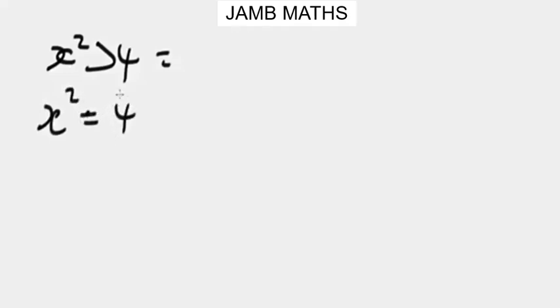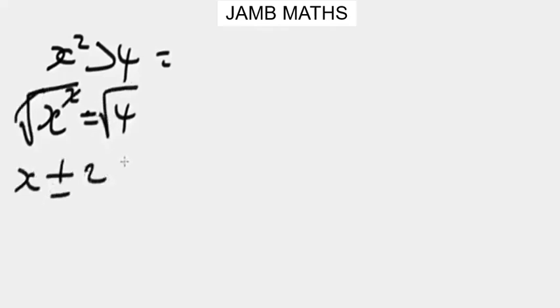When you have something like x squared is greater than 4, this is the same thing as x squared equals 4 when you simplify. To make x the subject of the formula, we'll square root both sides. This gives us x squared equals 4. This is what it means, all right? So you take the square root of both sides, so our x is plus or minus 2.